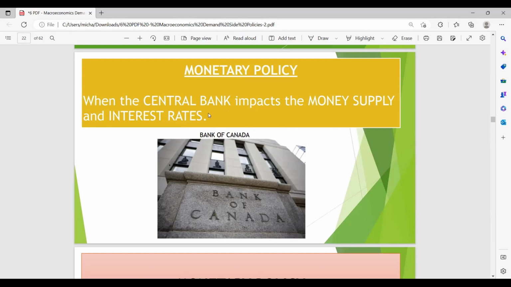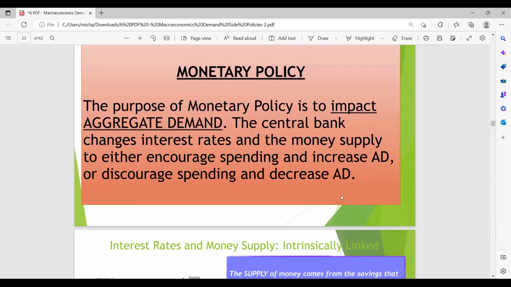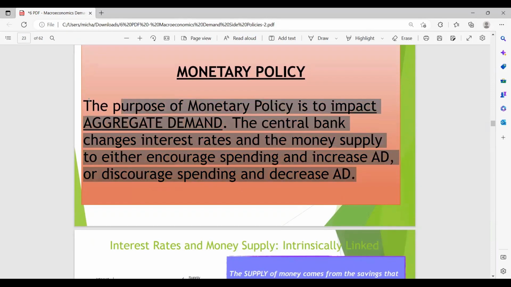So monetary policy is when the central bank impacts the money supply and interest rates. The whole key of monetary policy is to impact aggregate demand. They change interest rates and the money supply to change aggregate demand. So that's what they do, and that's the whole focus of monetary policy.